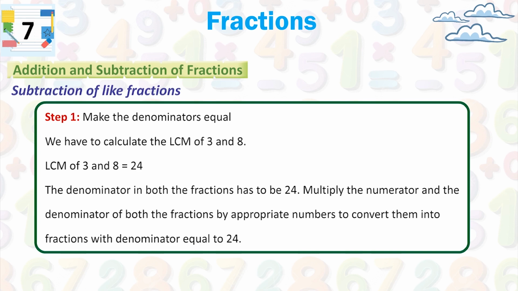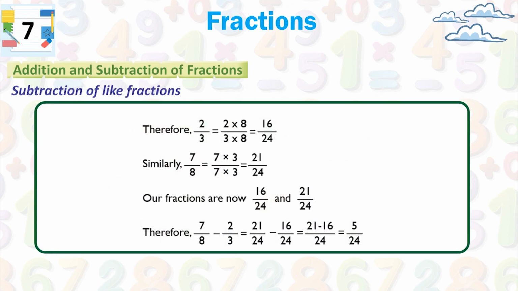Multiply the numerator and the denominator of both the fractions by appropriate numbers to convert them into fractions with denominator equal to 24. Therefore, 2 upon 3 is equal to 2 into 8 upon 3 into 8, which is equal to 16 upon 24. Similarly, 7 upon 8 is equal to 7 into 3 upon 8 into 3, which is equal to 21 upon 24. Our fractions are now 16 upon 24 and 21 upon 24.